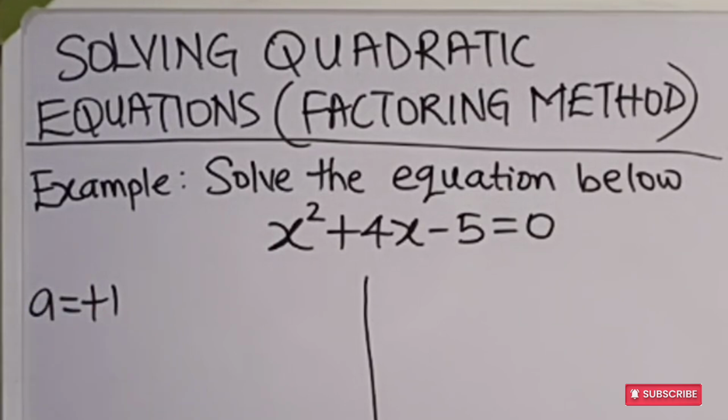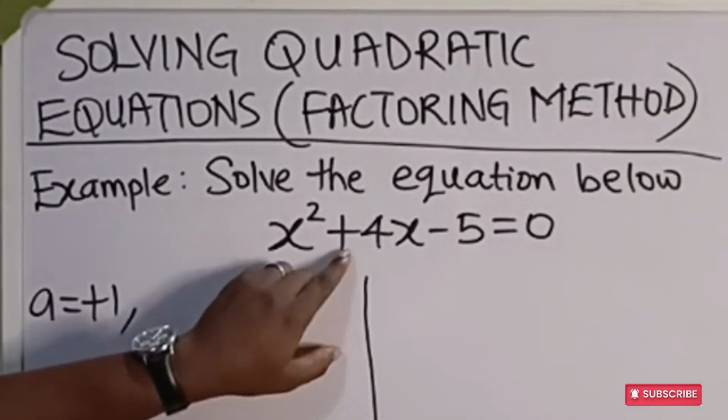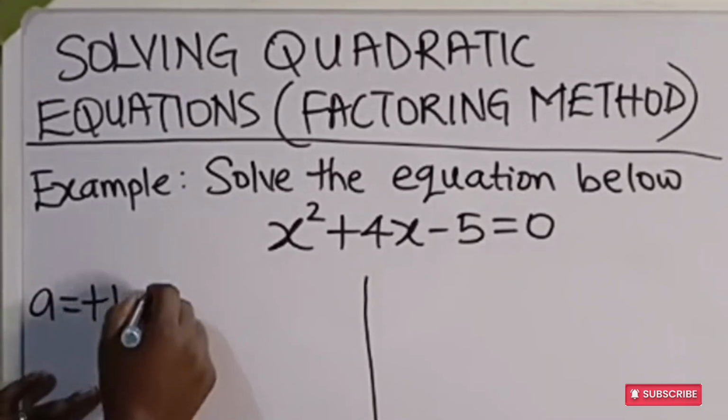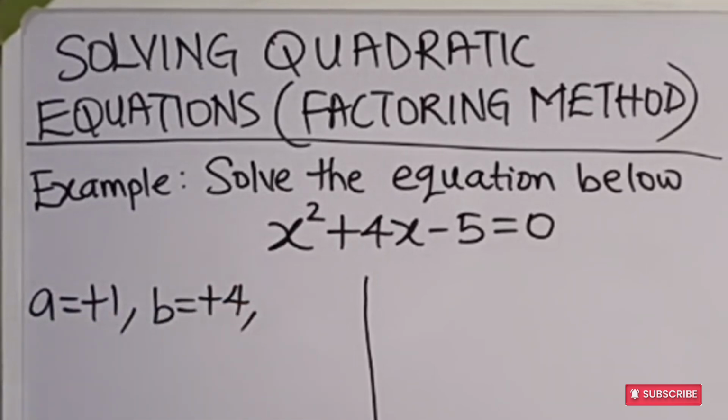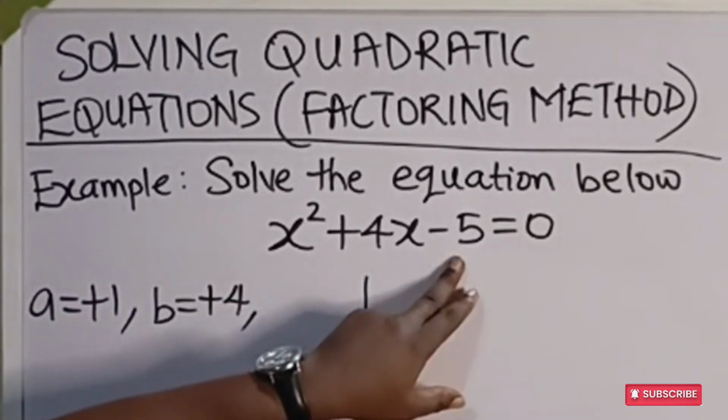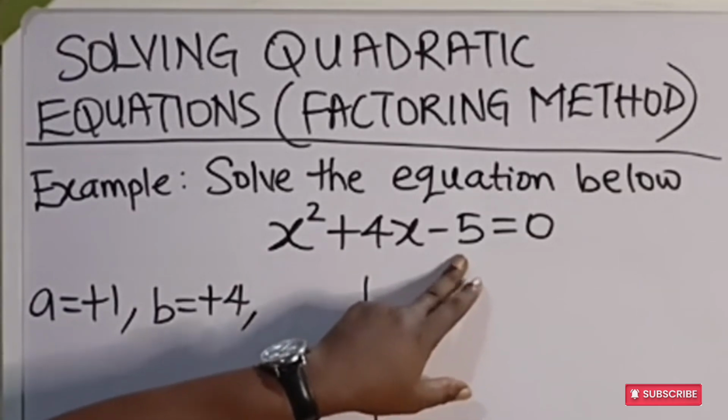I like to put the signs so I don't make mistakes. And B is the coefficient of x. So B is plus 4. And C is the constant, the number without a variable. C is equal to minus 5.